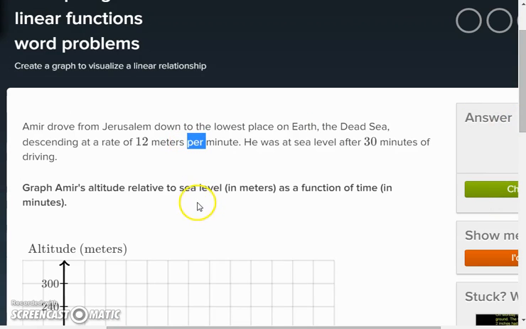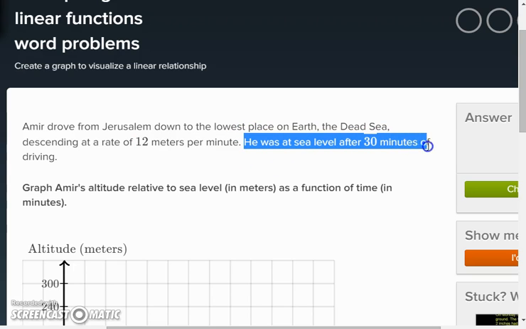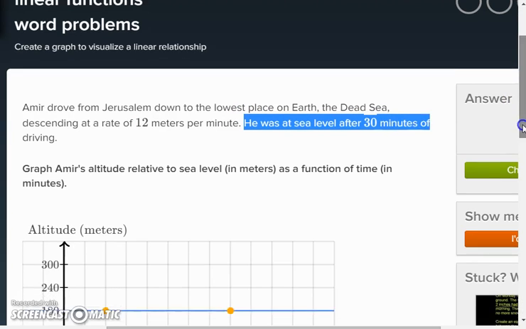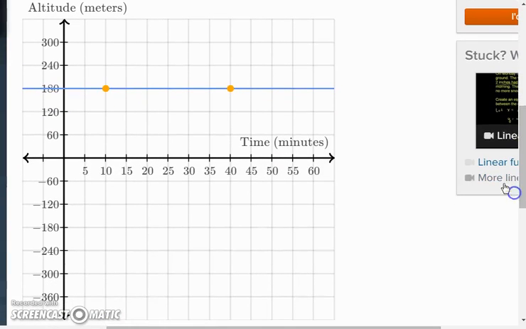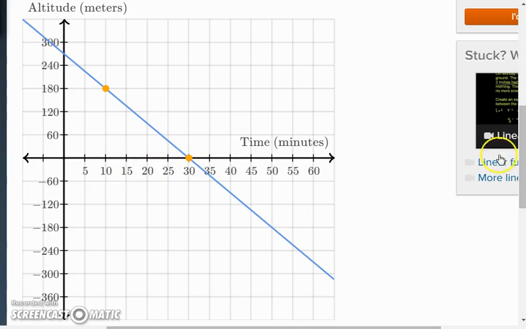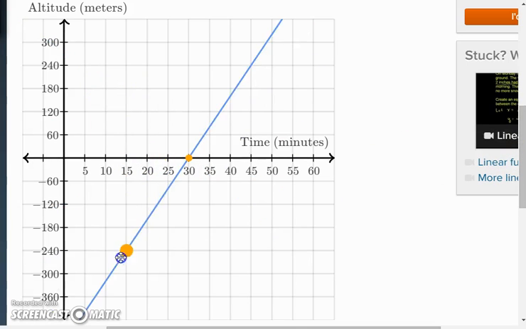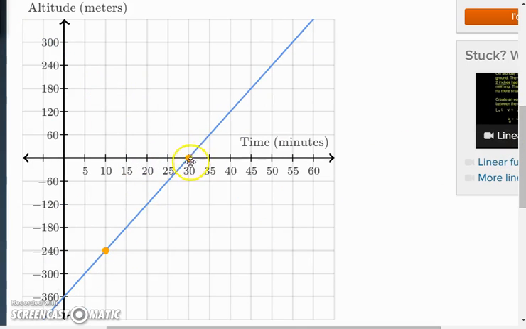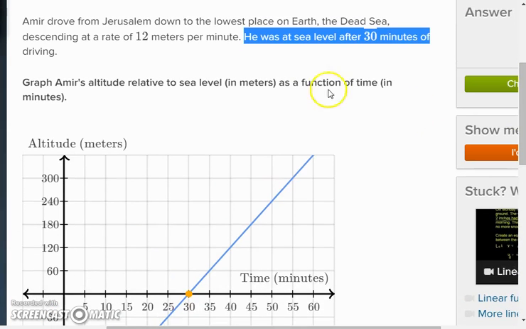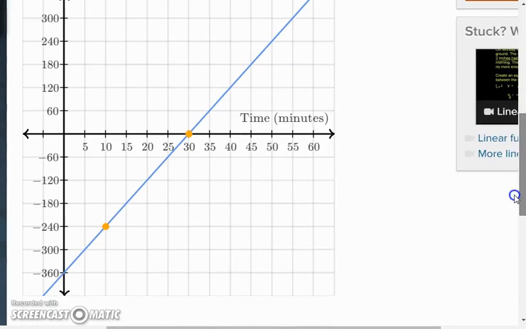There's the word per. That must be the slope. So the slope is 12. And after 30 minutes of driving, that's actually going to be the x-intercept. Boy, that's a tricky question. So I want to get to sea level after 30 minutes of driving. So sea level is at 0. So he's starting down here under the ocean, and he's rising up until he gets to sea level. And that happens after 30 minutes, so this is where he comes out of the ocean.